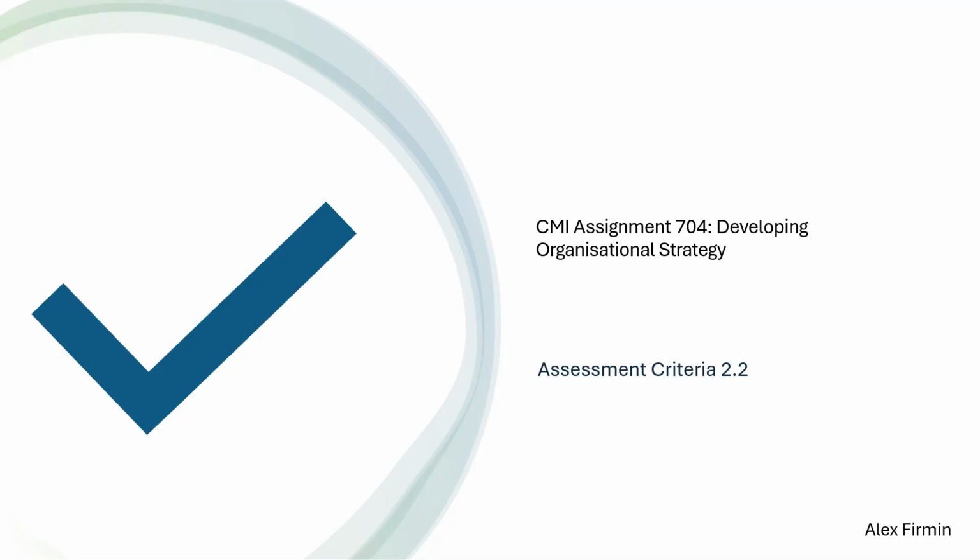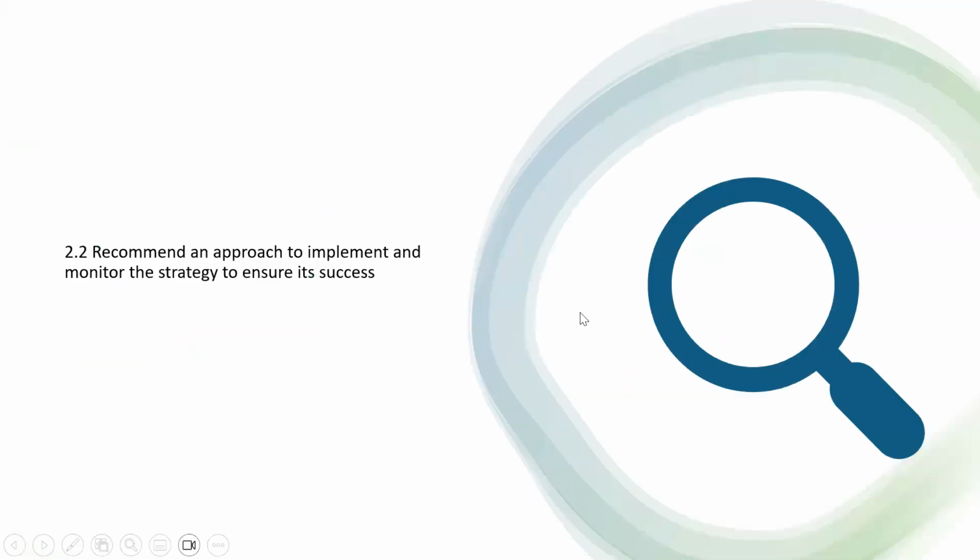This session covers Assessment Criteria 2.2, the last one of the assignment, and what it asks us to do is recommend an approach to implement and monitor the strategy to ensure its success. So following directly on from 2.1, and hopefully you have had my little video on that one, which is to develop an organizational strategy to achieve a business objective. So that's 2.1. Now what we need to do is look at how we implement it and monitor it.